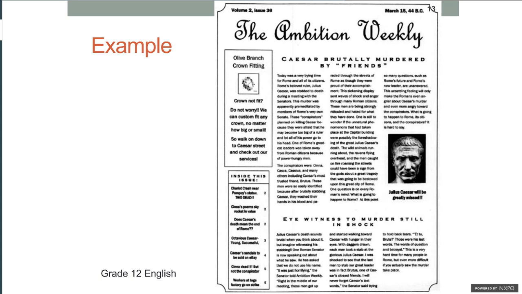If you take a look at the title of the paper, and if you remember your Shakespeare, ambition is certainly one of the themes in Julius Caesar. And then down the side are just some wonderful little connections that demonstrate that the student can use what's in Julius Caesar to make connections all over the place, including some that are quite humorous. Caesar's sandals sold on eBay is only funny if you realize that there was no eBay in 44 BC.